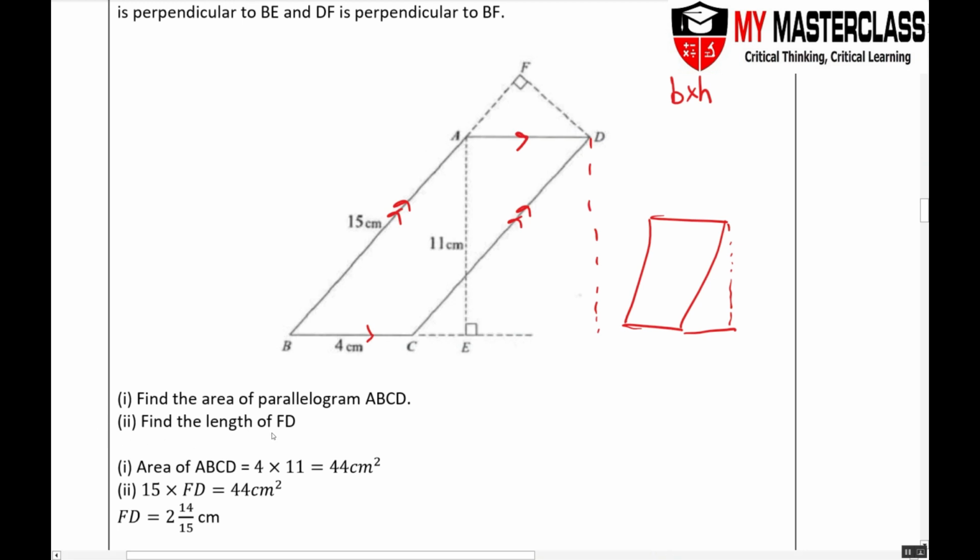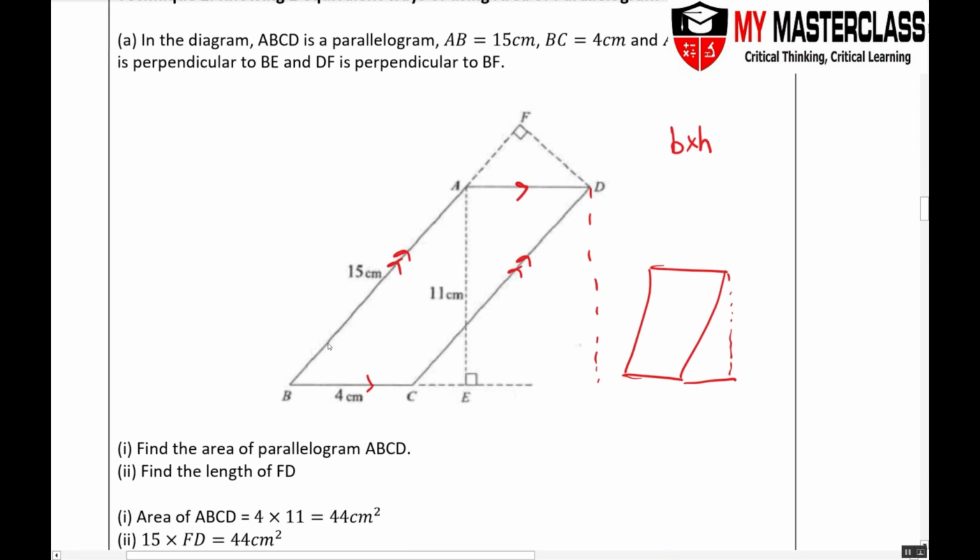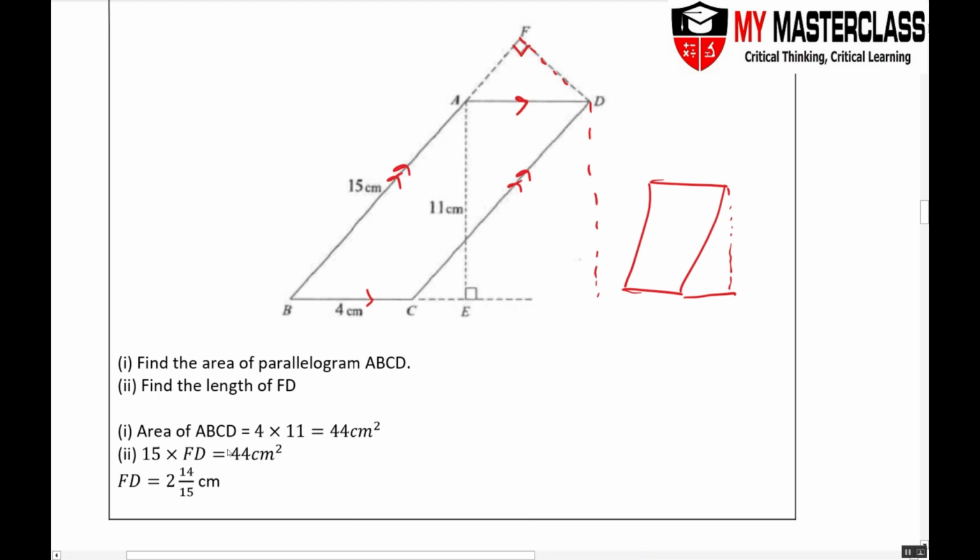Part 2, find the length of FD. Another way I can calculate the area of the parallelogram is if I use BA as my base. Just now we used BC as the base. Now we use the longer side of BA as the base. So if this is my base, naturally FD would be my perpendicular height. So 15 times FD, or the length of FD, is also equivalent to the area that we calculated earlier.